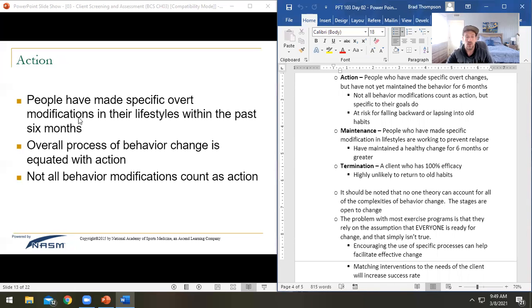So these are people who actually might be exercising regularly, but when we look at this, not all behavior modifications count as actions. We're looking at things that are specifically related to their goal. So maybe you have a client who says, yeah, I've been exercising regularly for 6 months. You're like, okay, that's great. What was your goal? And they're like, oh, well, I'm trying to gain a substantial amount of muscle.